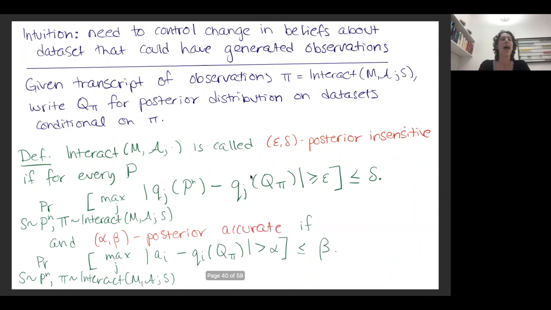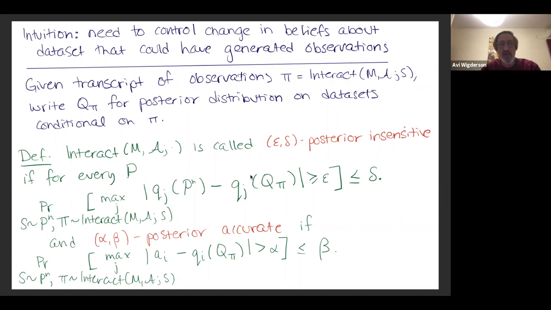And then similarly— Sorry, are you fixing the set of queries when you do that? So the analyst is generating the queries. But it's generating them adaptively. Is generating them adaptively, yeah. Yes, but it's generating them adaptively according to what distribution on the sample. You're changing now the distribution on the sample.